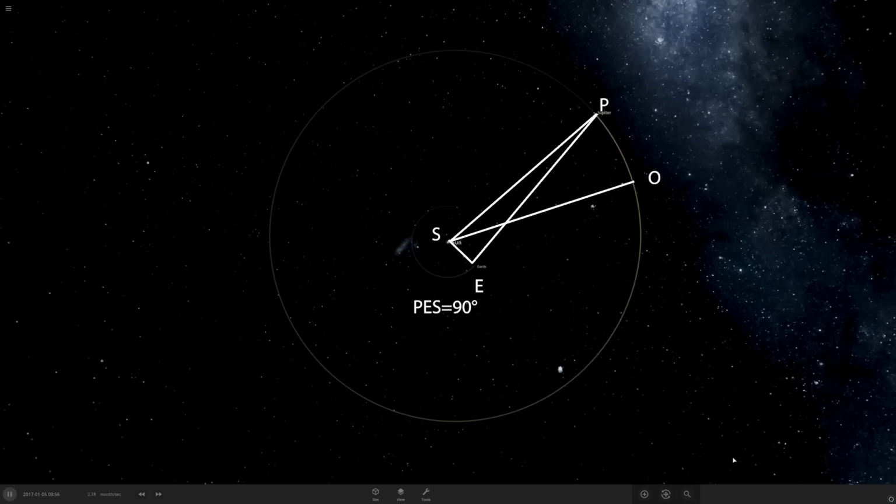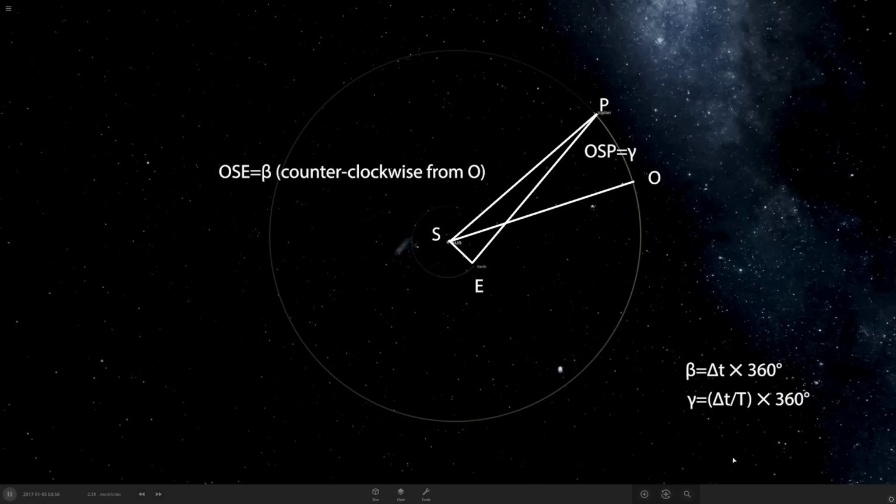In that time, Earth has moved an angle beta in its orbit, beta being delta t times 360 degrees, if delta t is given in years. The other planet has moved an angle gamma, which is equal to delta t over T, the sidereal period, times 360 degrees. This angle, PES, is 90 degrees, and this distance is 1 AU.